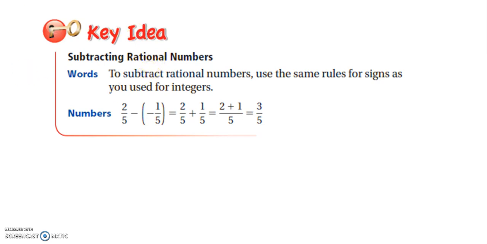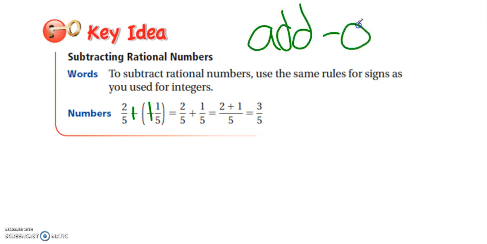Okay, so the key idea is: to subtract rational numbers, use the same rules for signs as you use for integers. So it looks like here that they used add the opposite. And I would just make note of that in your composition notebook along with all of these notes on this page.